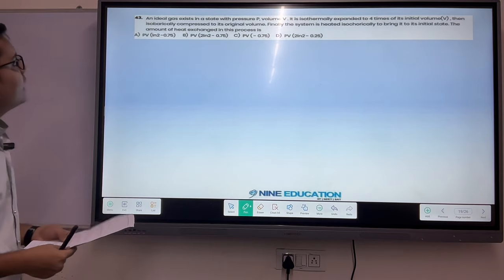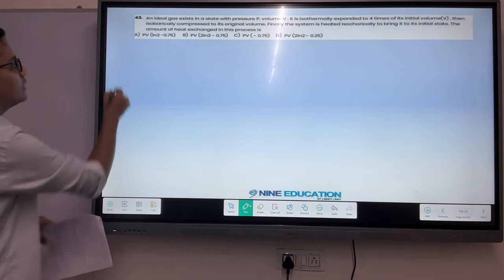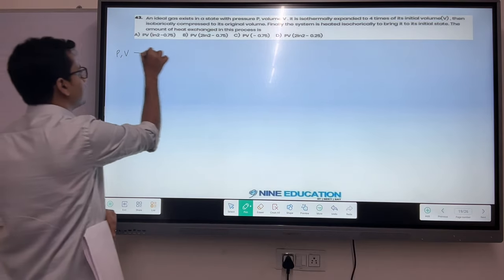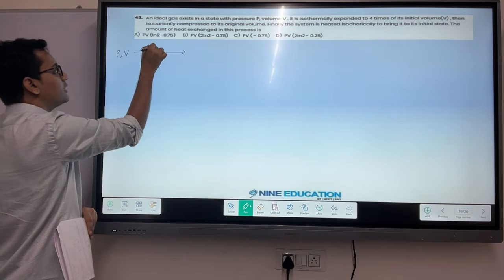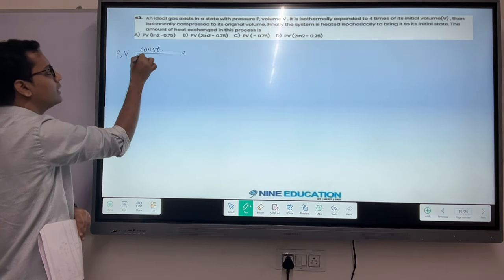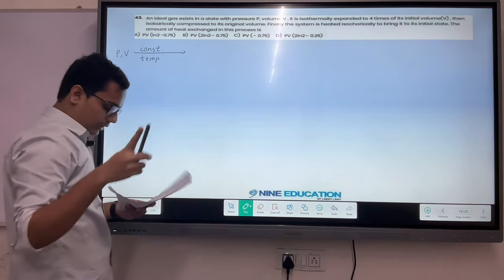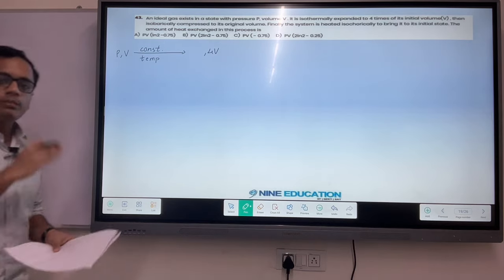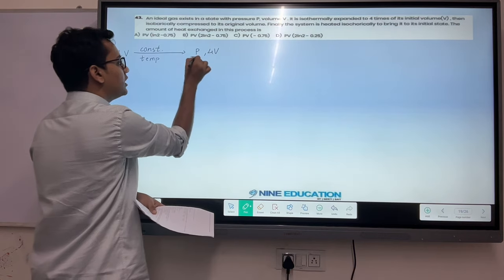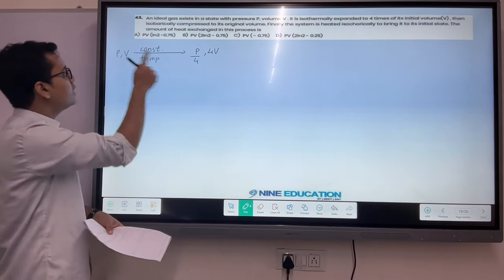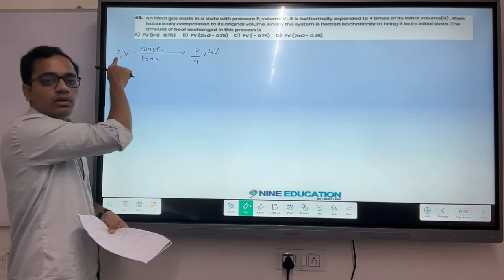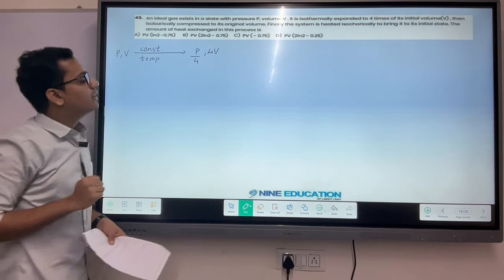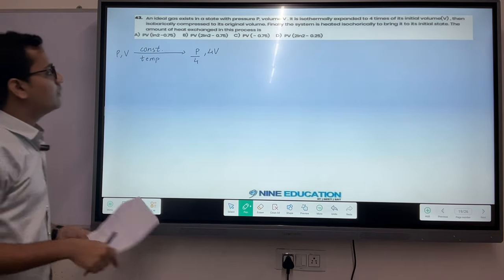Next one, they are saying an ideal gas exists in a state with pressure P and volume V. It is isothermally expanded to 4 times. Isothermal means constant temperature. It is isothermally expanded to volume 4 times the initial volume. So if the volume becomes 4 times the initial volume, the pressure will drop by 4 times because PV should be constant. So P into V should also be equal to P by 4 into 4V. So those values should be constant. That's why pressure becomes P by 4.